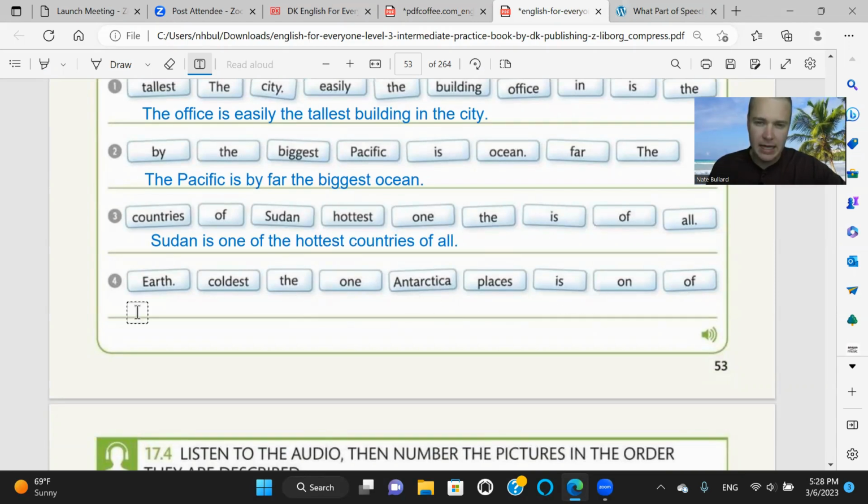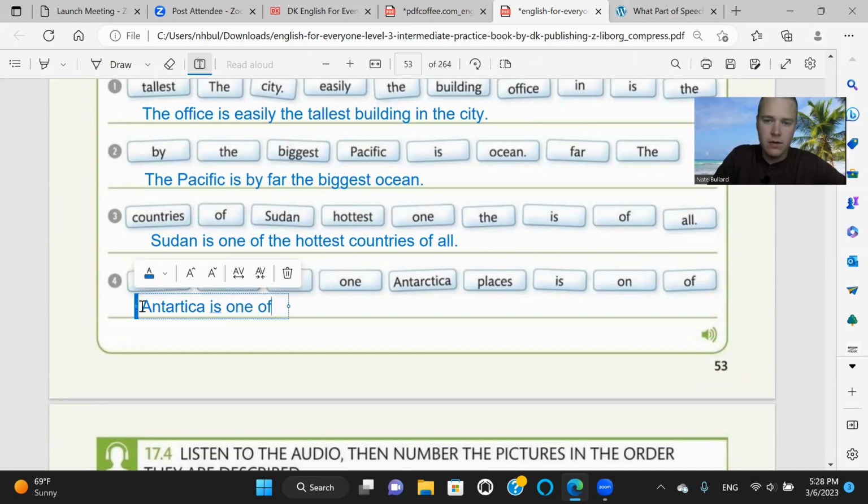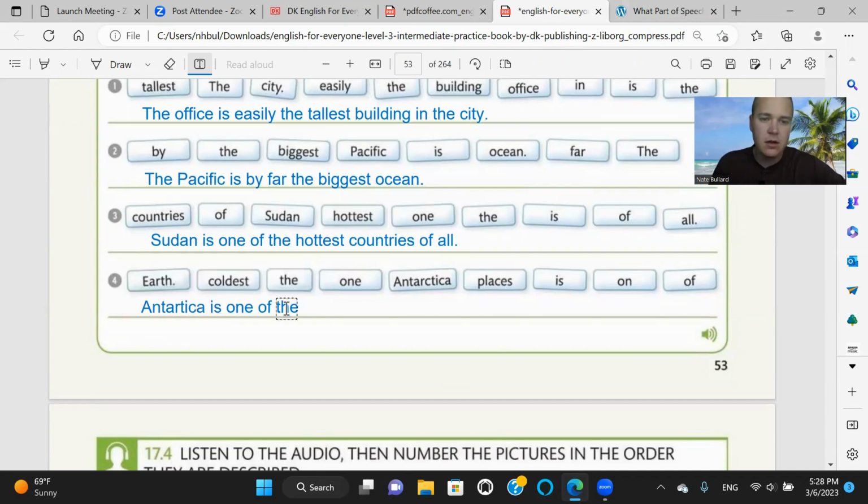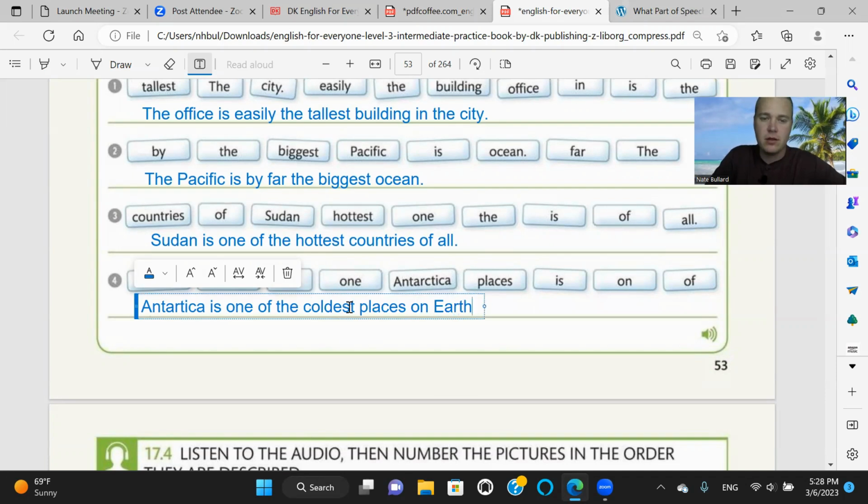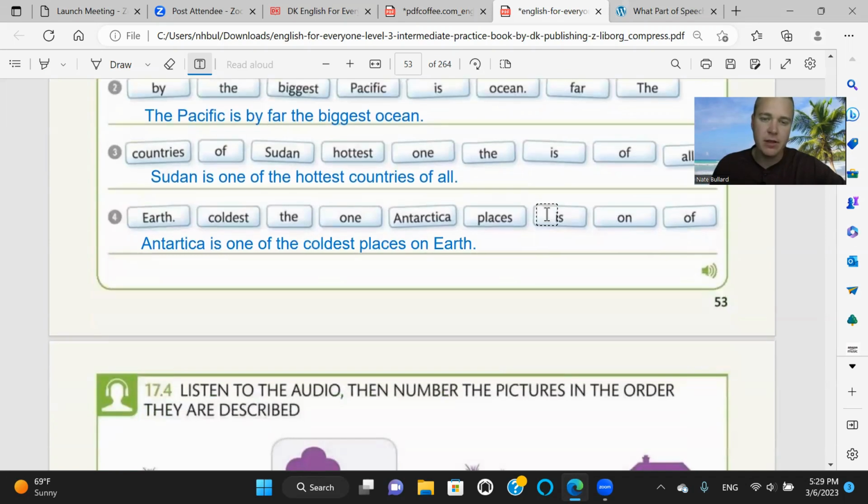Antarctica is one of the coldest places on Earth. Antarctica es uno de los lugares más fríos en el mundo. Que hay en el mundo. Antarctica is one of the coldest places on Earth.